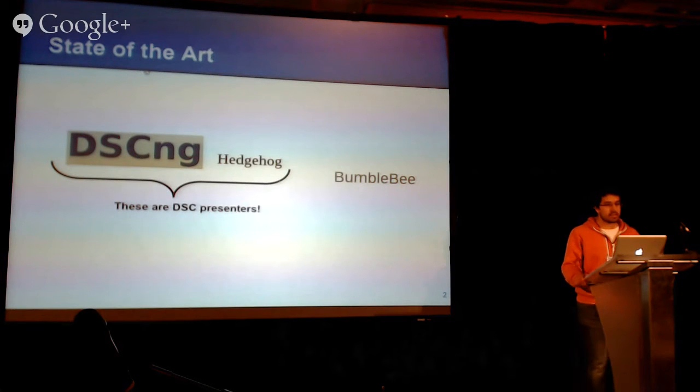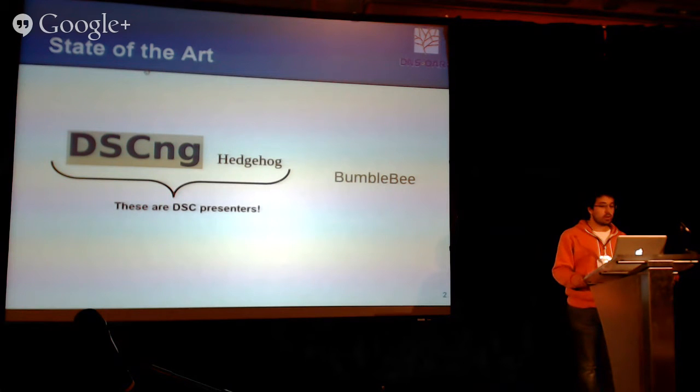Okay, so what is the state of the art of DNS monitoring? It can be summarized with these three tools: DSC, ENTRADA, Hedgehog, and Bumblebee. The first two are excellent DSC presenters. They use the DSC collector data. Bumblebee, on the other hand, does real-time analysis, but as far as we know, it is closed to the Nominet network.